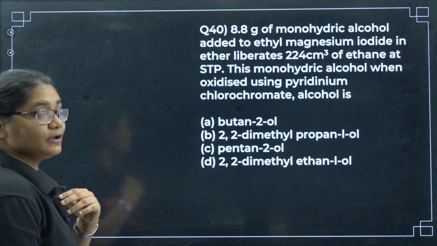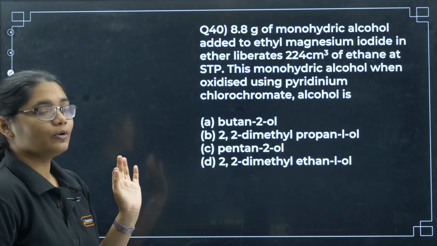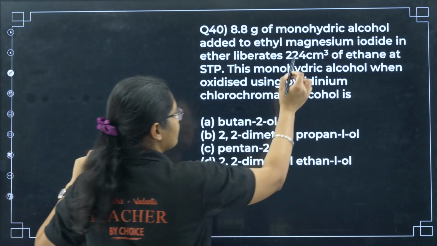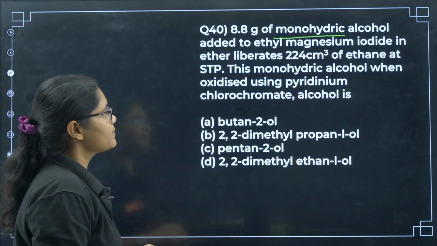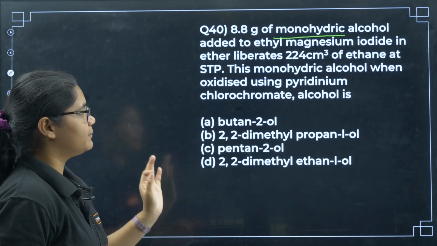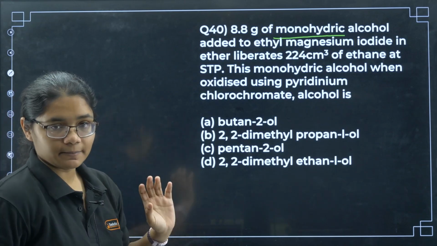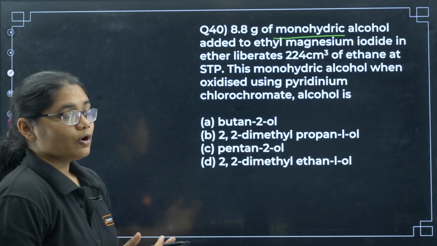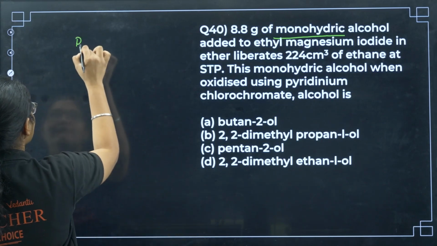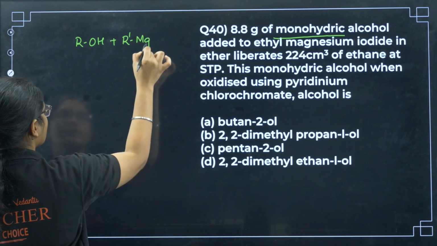Next, I have a very good question, question number 40. See, 8.8 gram of monohydric alcohol. So what does monohydric alcohol mean? In that compound only one alcohol group is present. It is added to ethyl magnesium iodide in ether and liberates 2.24 centimeter cube of ethane at STP. So what happens when alcohol reacts with a Grignard reagent? That is the first thing we have to know.